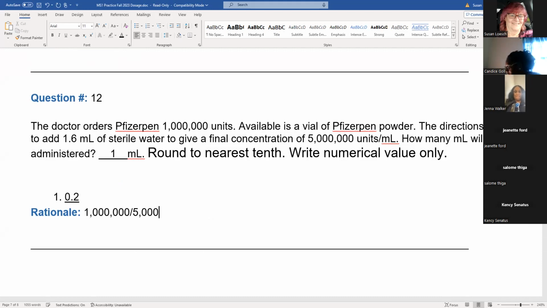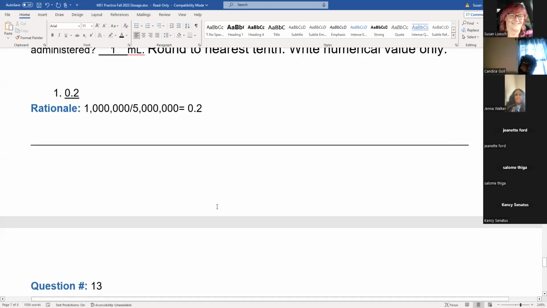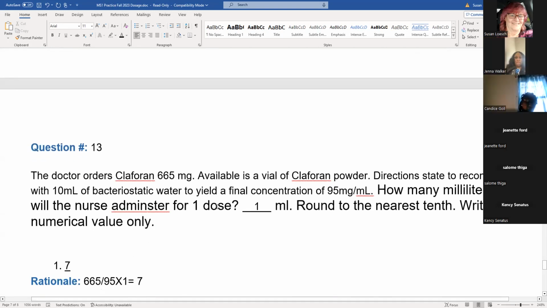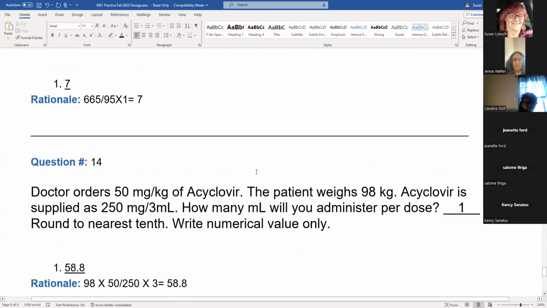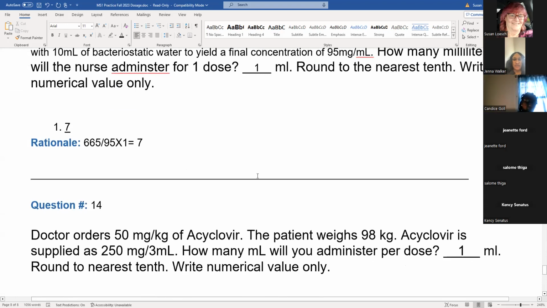Miss Loesch, I have a question. Yes. I get tripped up when it says to round to the nearest tenth. Could you explain it to me, please? Okay. Let's look at this one here, number 14. So let's do the math here, and then we're going to look at your nearest tenth once we do the math, okay? So this is asking you how many mLs you're going to give per dose.